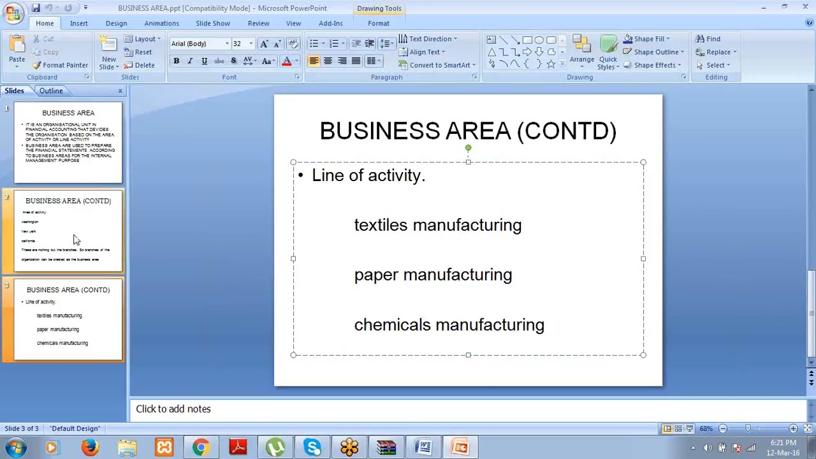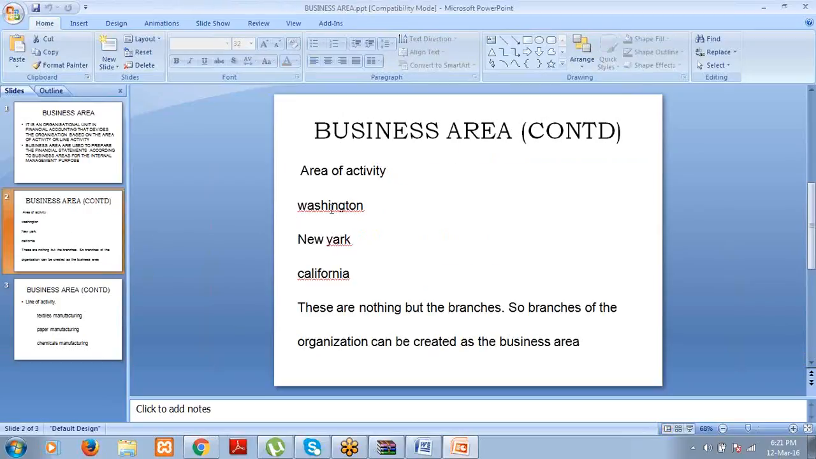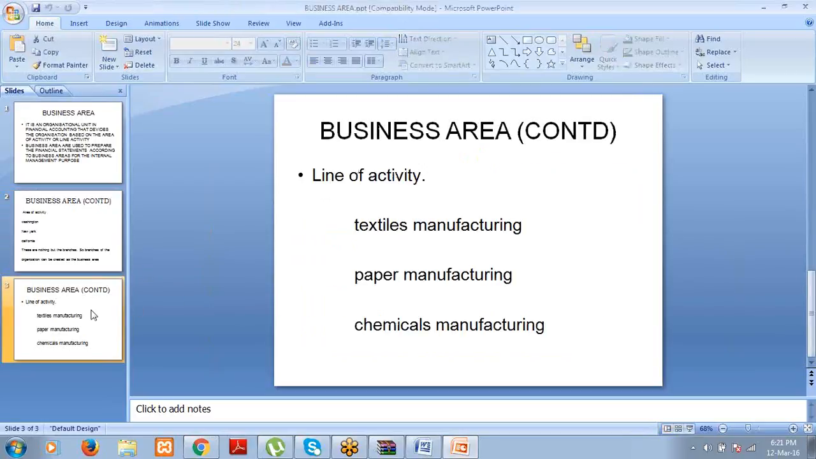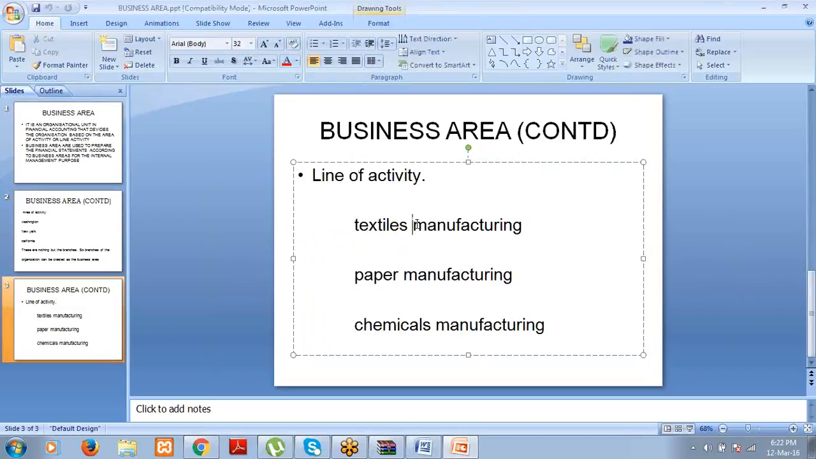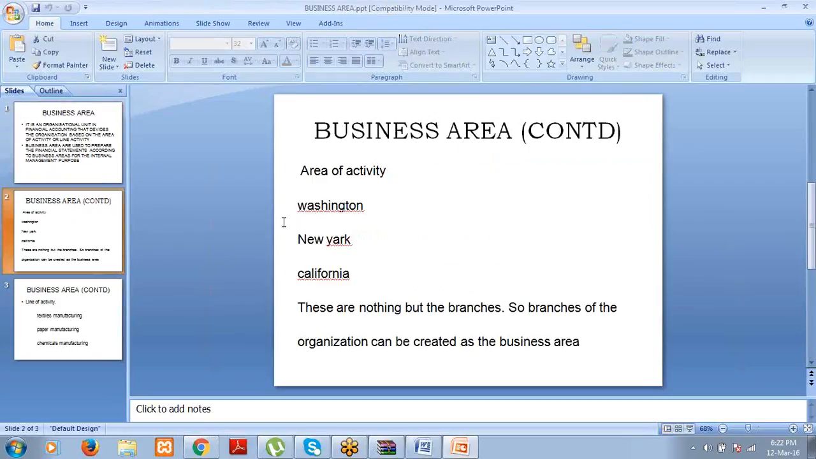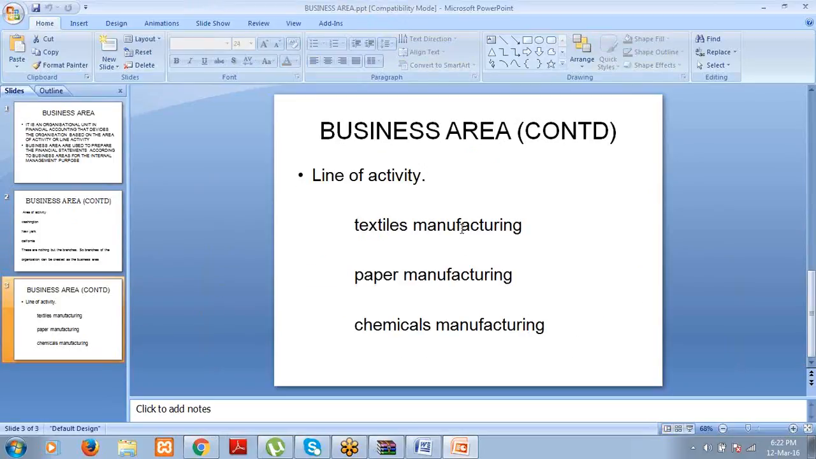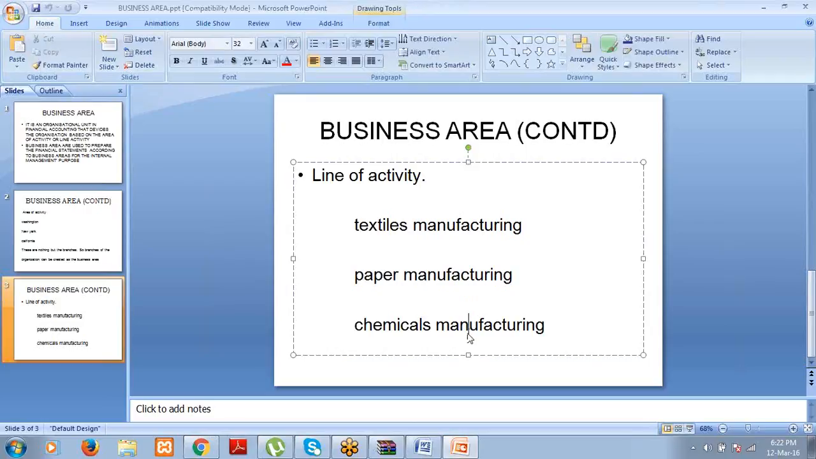But the real scenario is we are carrying on business in three geographical areas, and in every geographical area, we are carrying on business in these three activities. This is the real scenario that will exist. So in this case, the management requirement is it wants to know the profit for each geographical area, and it also wants to know the profit for each line of activity.